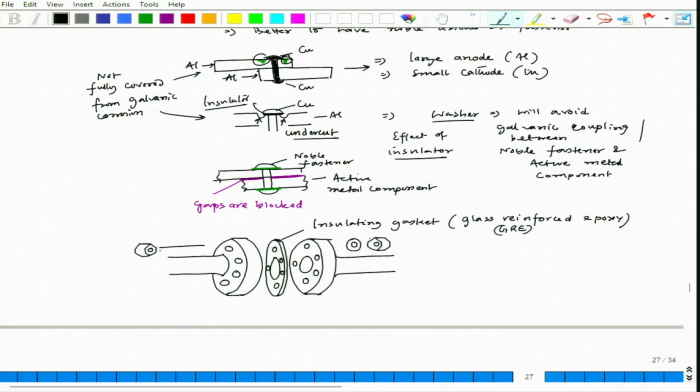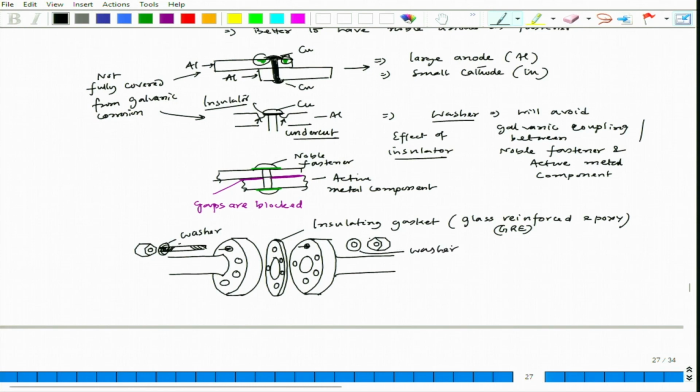And let's say these are my screw threads. So we have a screw here, we have a screw here. This particular part will enter through this, and then from both ends you fasten it. But here also you can have a washer. You can have a washer here. So this is also a washer.